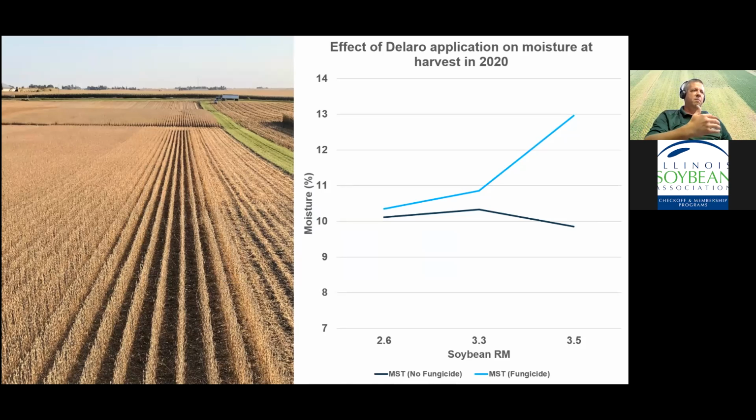It wasn't a harvestability issue, but we did see a little bit wetter seed in that crop, which actually, I would argue that's a benefit, because obviously you'd rather take 13% soybeans to the elevator than 10% soybeans.